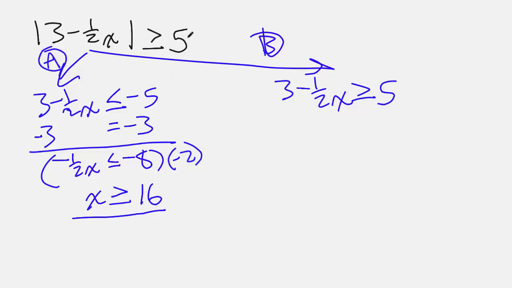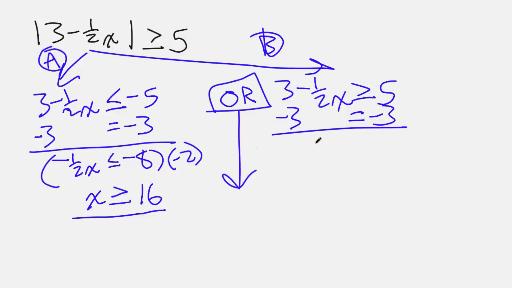Now, going back up to the split between A and B, absolute value greater than, or. So these are going to be joined with an or all the way down. Now for the B side, we're going to subtract 3 from both sides. What do we have left? Negative 1/2 x greater than or equal to, what is 5 minus 3? I'm going to go with 2.